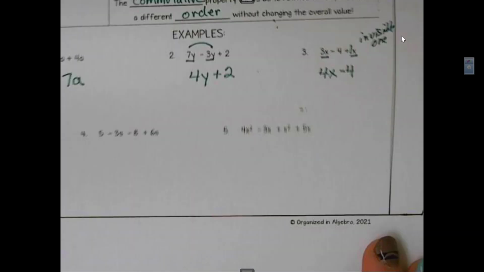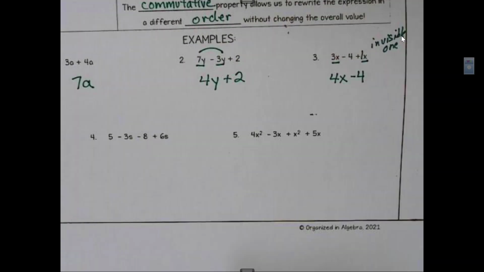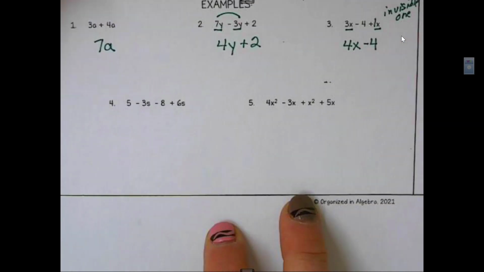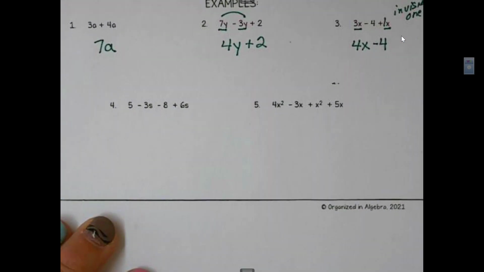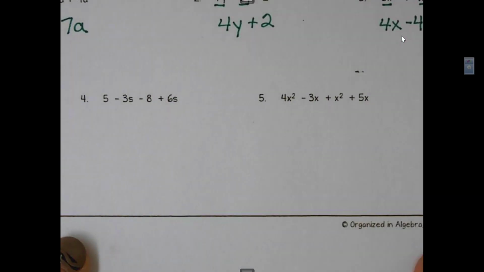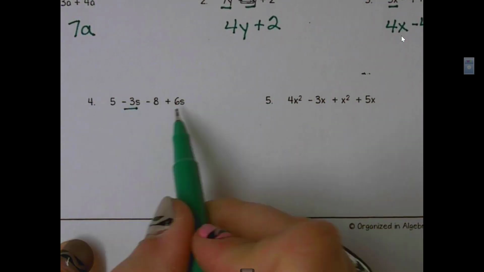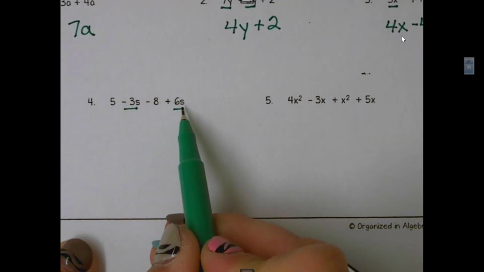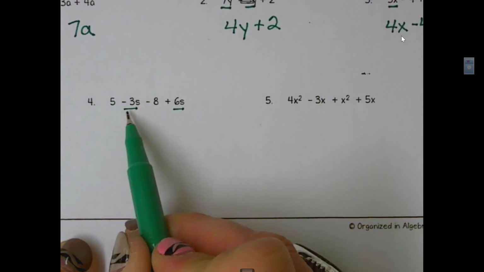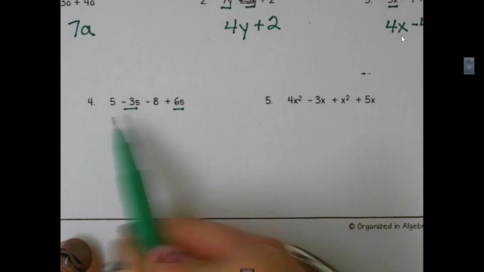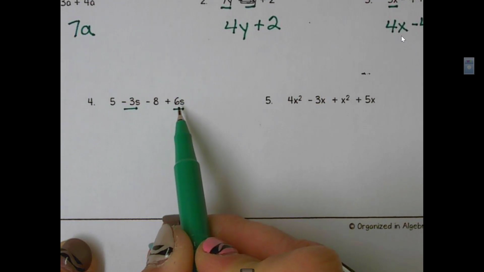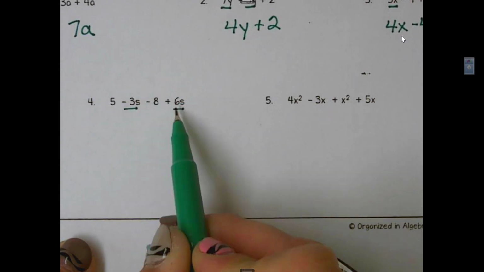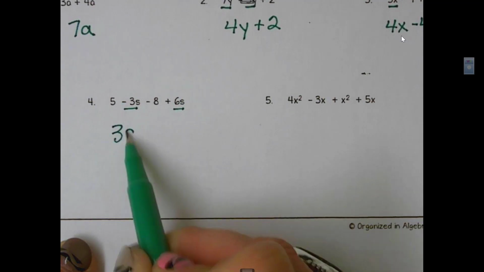Last 2 examples. I see that I have a letter S and I have some constants. So I am going to underline my S's, -3s plus 6s. When I have opposite signs, I know I need to subtract and keep the sign of the number that's furthest away from 0. Well, 6 is furthest away from 0, so I know my answer is going to be positive. Negative 3s plus 6s is positive 3s.